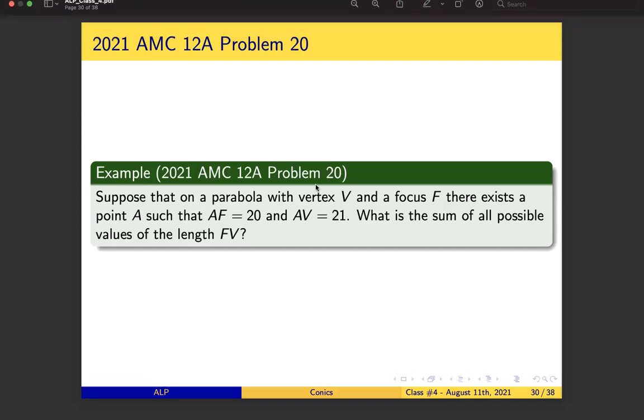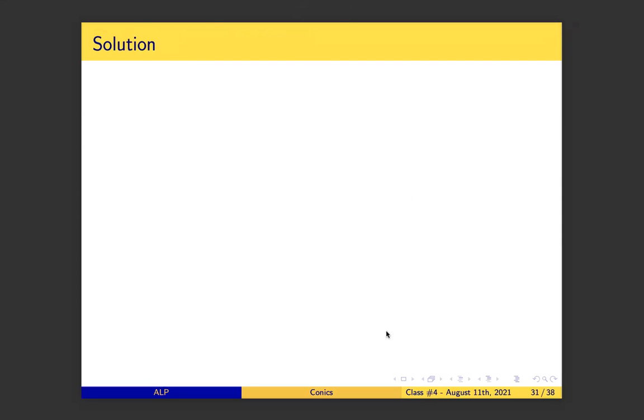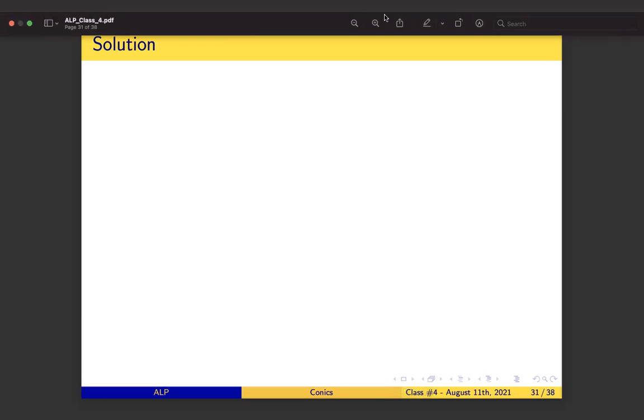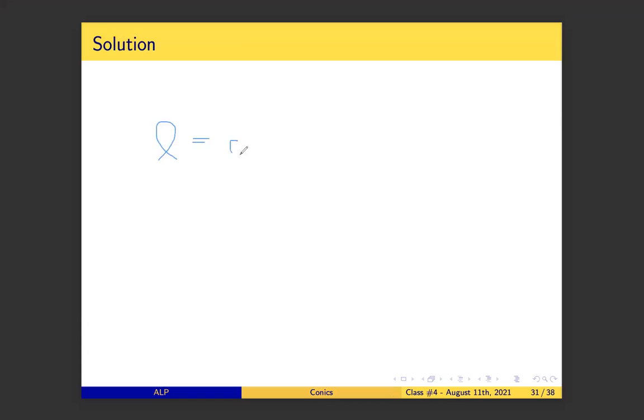So here is a solution. Let the directrix of the hyperbola be a line L. We're motivated to do so because of the properties it can give. Now observe there are two configurations. We can check this because the problem statement asks for the sum of all possible values of FV. While I don't have the diagrams here, I will search them up real quick so that you have a good idea of what those two configurations are.